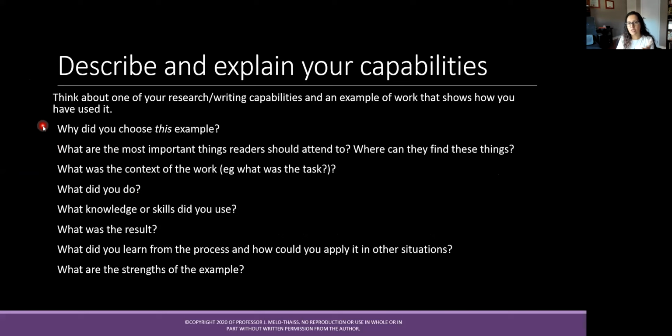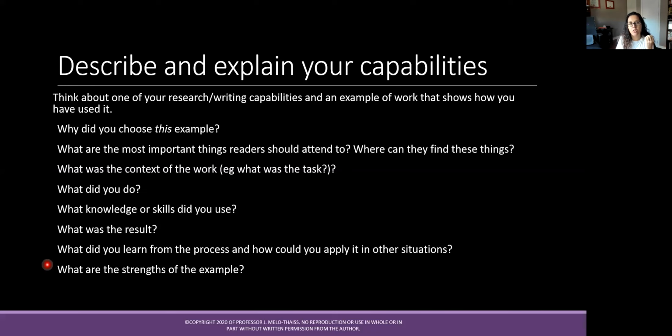So why did you choose this artifact, for example? And what are the most important things that the reader should take from this artifact? What was the context? And I said this before, right? This was written for this class, or I produced this code for this class, and this demonstrates my ability to. So you're going to want to answer these kinds of questions so that you can place each of your artifacts into context that will make it significant for your reader.